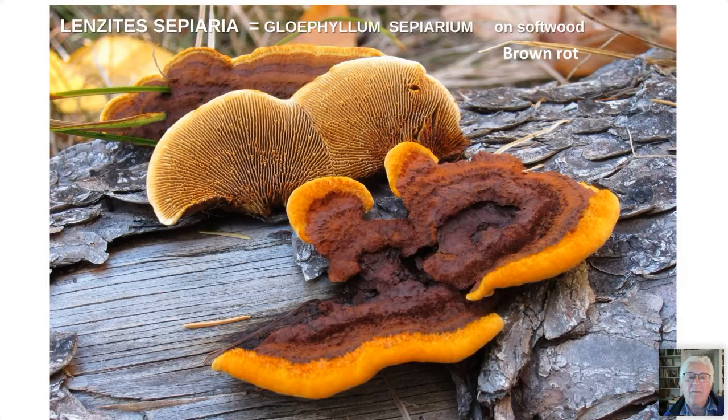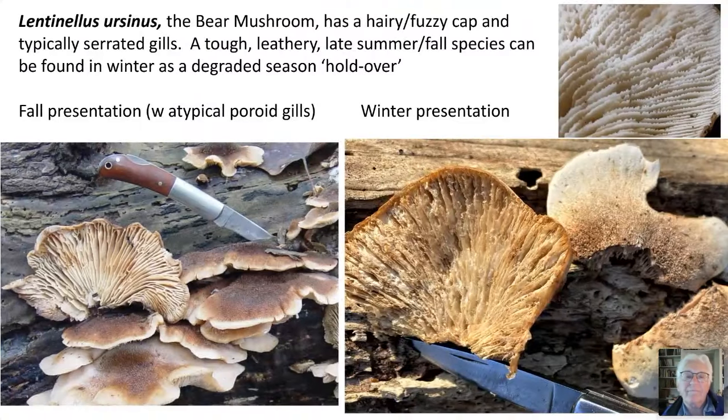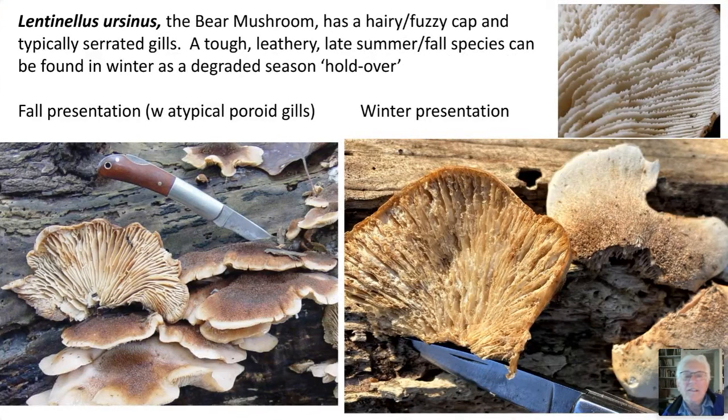Gloeophyllum cipiarium, beautiful mushroom. This is the bear mushroom. It's called Lentinellus yersinus. The name I prefer is an older name, Lentinus yersinus. Don't you love that name? It just has a ring to it. But this is Lentinellus yersinus, the bear mushroom.